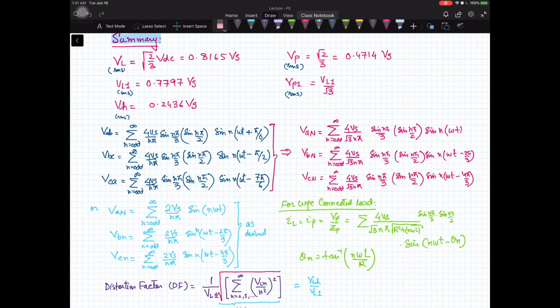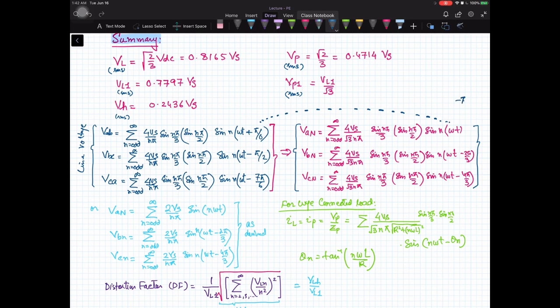This slide shows the summary of what we have done so far: the line voltage, phase voltage, fundamental component, the harmonic voltage, and the Fourier series of the line and phase voltage waveforms. This part is representing the line voltage. We have derived these expressions. Now we can calculate the phase voltage waveform using these Fourier series expressions, as you can see over here, just by simply dividing the line voltage by a factor of root 3 and accommodating the phase shift of 30 degrees.